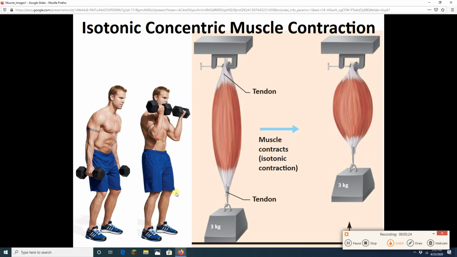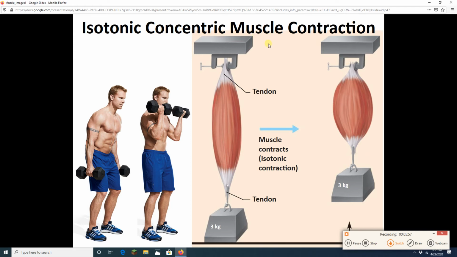Look at this guy doing a standard dumbbell biceps curl right there. He is starting in an extended elbow position. He is ending in a flexed elbow position. His biceps brachii is the main mover there. His brachialis and his brachioradialis are going to assist. Now, this type of muscle contraction is called an isotonic concentric muscle contraction.